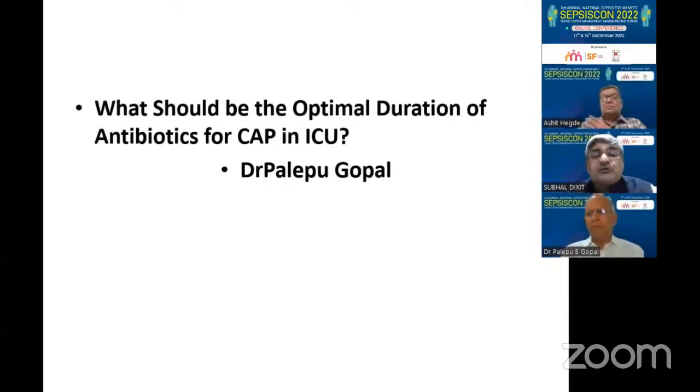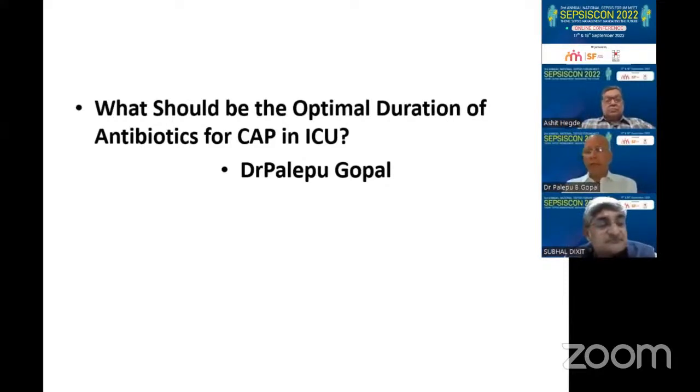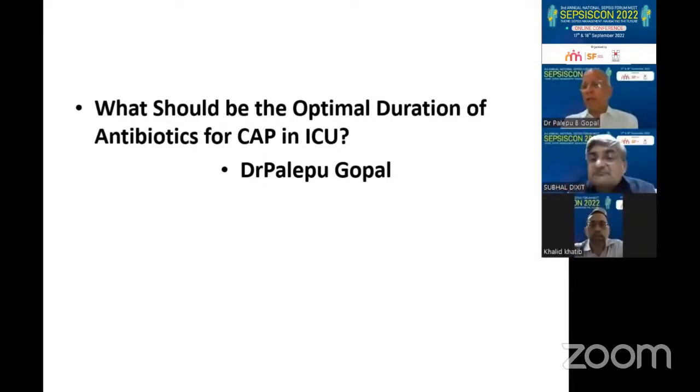Dr. Palepu Gopal, I would like you to answer what should be the optimum duration of antibiotics for community-acquired pneumonia in ICU? Once again, Subhal, this is a very practically challenging and useful question about the duration of antibiotic therapy. Though in our textbooks and many of the recommendations supplied by the industry, the antibiotic duration is said to be 5 days or 7 days, unfortunately there's no strong evidence for each type of antibiotic or combination. Possibly the answer lies in 1, what kind of infection it is; 2, what are the characteristics of the infection in the patient; 3, what is the response of the patient.